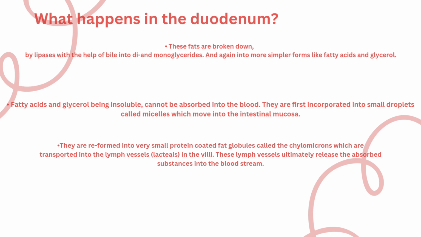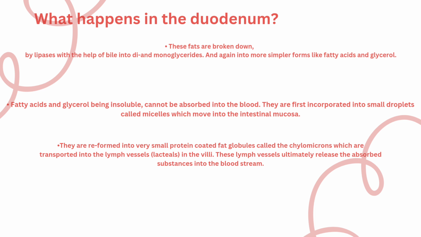These fats are broken down by lipases with the help of bile into di- and monoglycerides, and again into simpler forms like fatty acids and glycerol. Fatty acids and glycerol, being insoluble, cannot be absorbed into the blood. They are first incorporated into small droplets called micelles, which move into the intestinal mucosa.